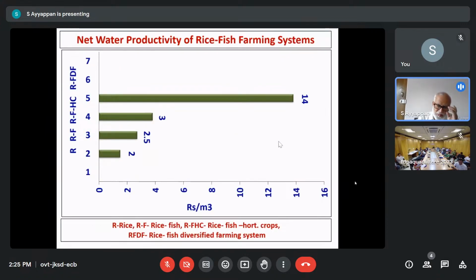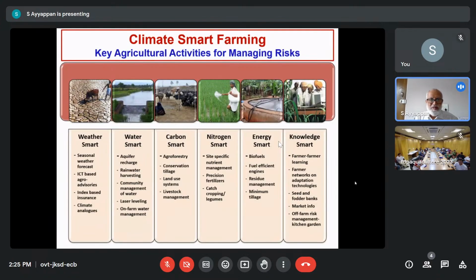That's where we talk of combinations, integration. So we have been talking to agriculture people. If you grow only rice, the returns would be 2 rupees per cubic meter of water. But if you integrate with fish and other things, it could be 7 folds more, 14 rupees per cubic meter of water. That's the return in terms of rupees. That's where we keep talking of climate smart farming, whether it's weather or water or carbon or nitrogen or energy or knowledge. So in all areas, how to make our farmers smart, our food production system smart.